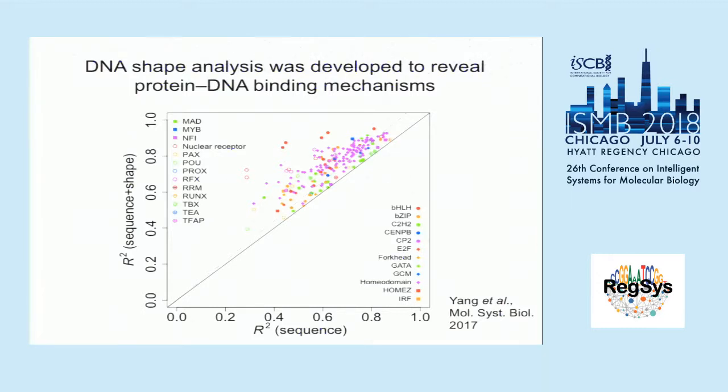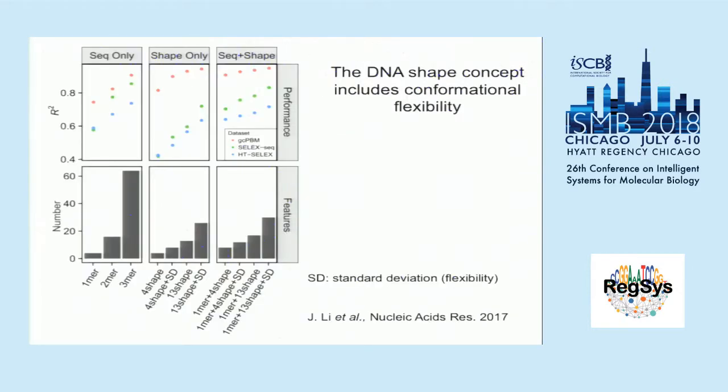bHLH proteins seem to be very responsive to the flanks of their binding sites because they have linkers that can contact the flanks, whereas zinc finger proteins are modular proteins where each finger recognizes three base pairs, and the modularity between one finger recognizing three base pairs and the next finger recognizing three base pairs might give less importance to DNA shape. We expanded this now by adding our 13 DNA shape features.